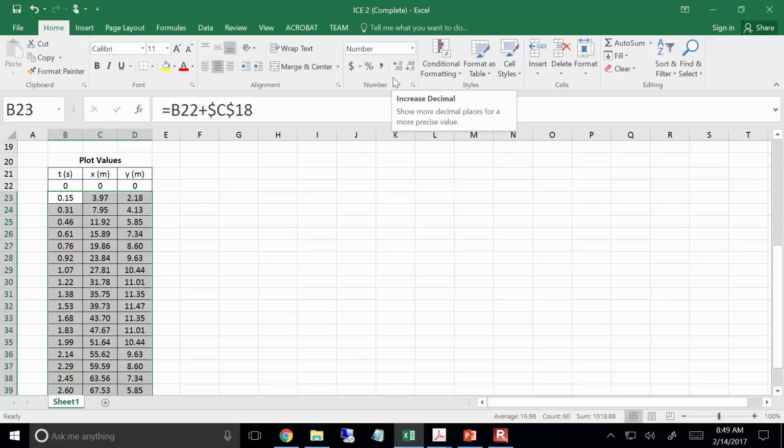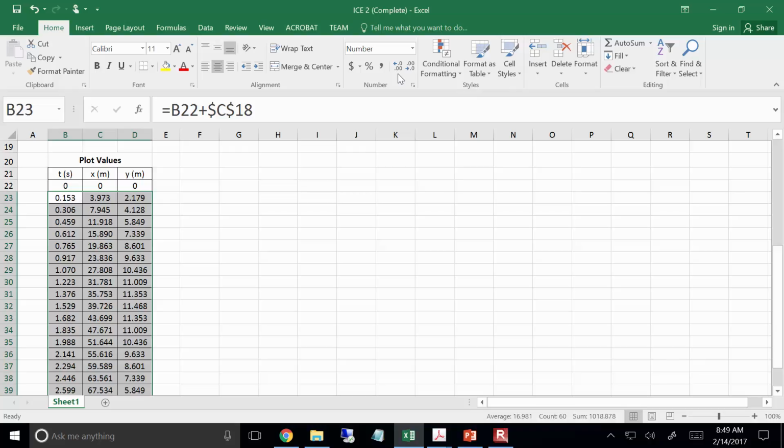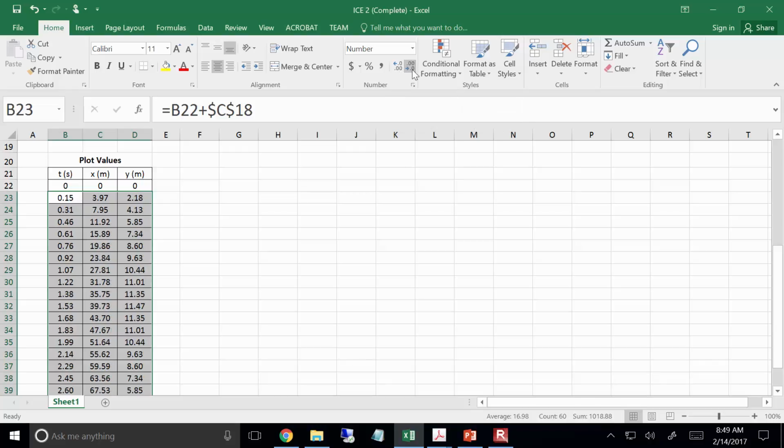For instance, this button right here will increase the decimal point, but then the button next to it will decrease the decimal point. So you can see now everything went to 3 decimal places. I can squinch it down to 2 here.